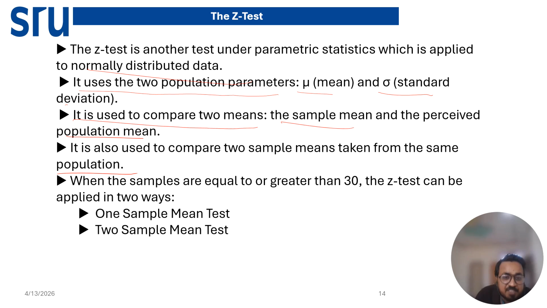When the sample size is greater than or equal to 30, the Z test can be applied in two ways: one sample mean test and two sample mean test. So first we will discuss the Z test for the one sample mean test. In the next video we will discuss the two sample mean test. Okay.